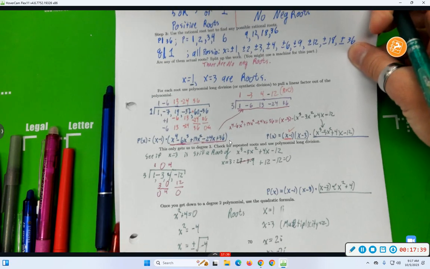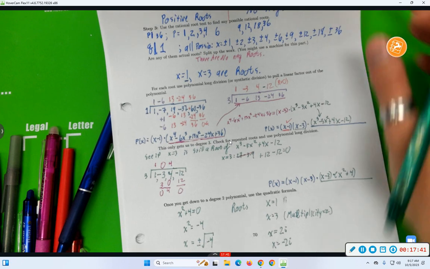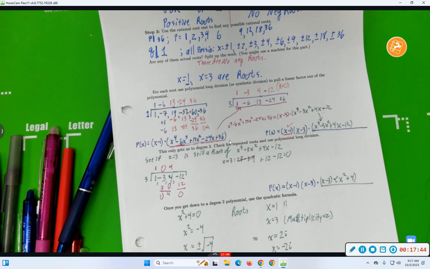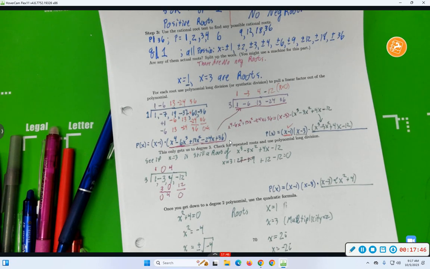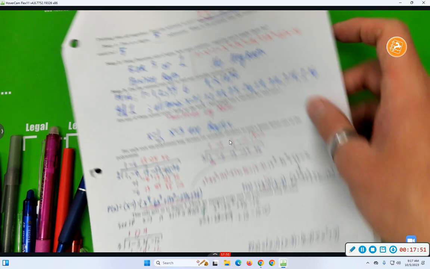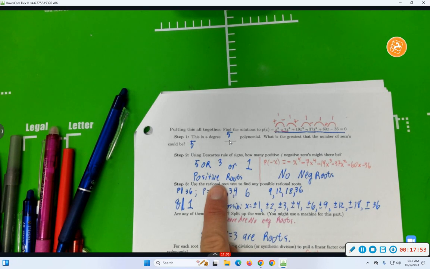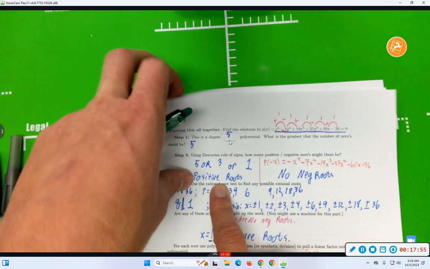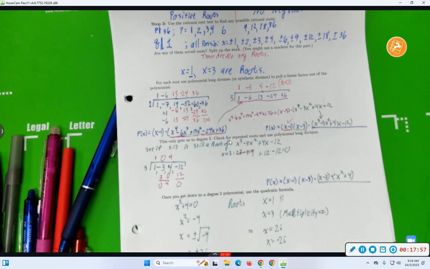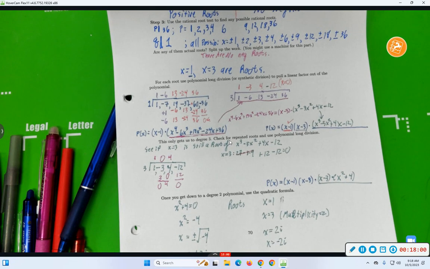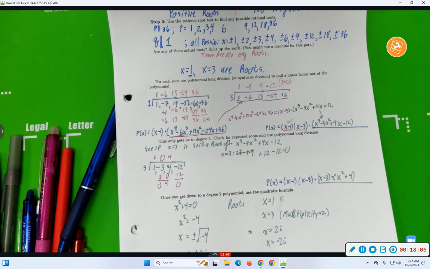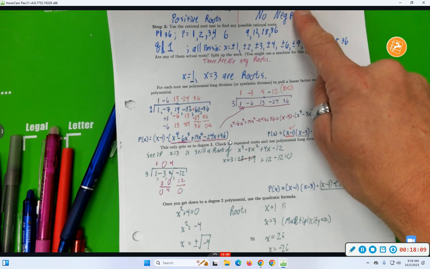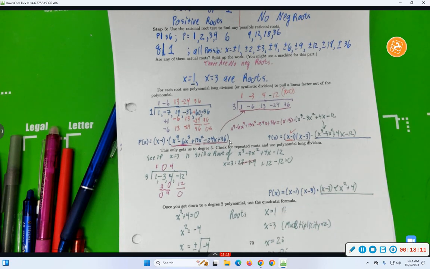And maybe as a quick check, let's see if this agrees with our intuition. It was a degree 5 polynomial. Did we find 5 roots, as long as we count multiplicity? We said there should be 5 or 3 or 1 positive roots, as long as we count multiplicity. How many positive roots are there? 3, as long as you're willing to count multiplicity, which you have to use Descartes' rule of signs to be true. No negative roots. There were no negative roots.